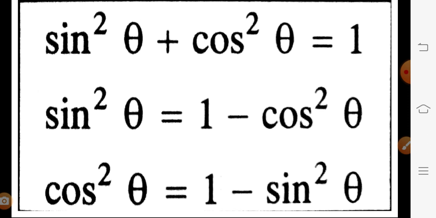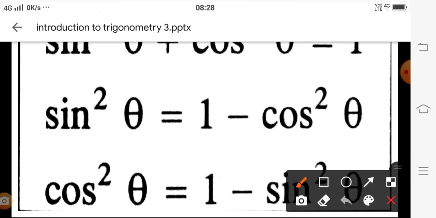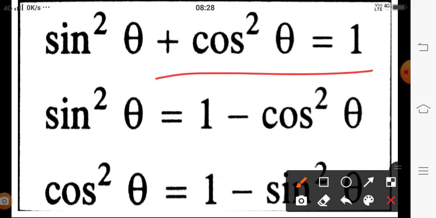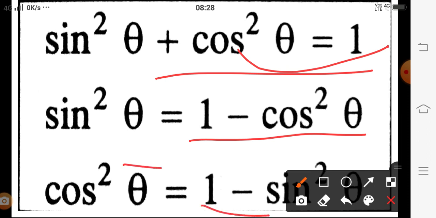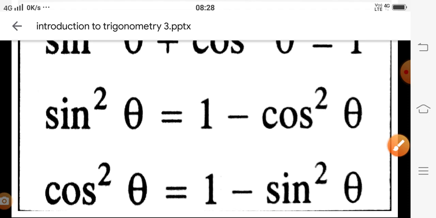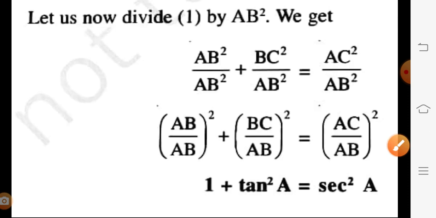And if you are considering this, the first identity you are getting is sin square theta plus cos square theta is equal to 1. And if you are rewriting this identity, if you are taking cos on the other side, then we are getting the value of sine square theta is 1 minus cos square theta, and the value of cos square theta is 1 minus sine square theta if you are taking sine on the other side.